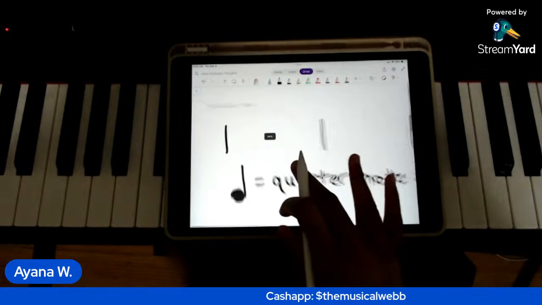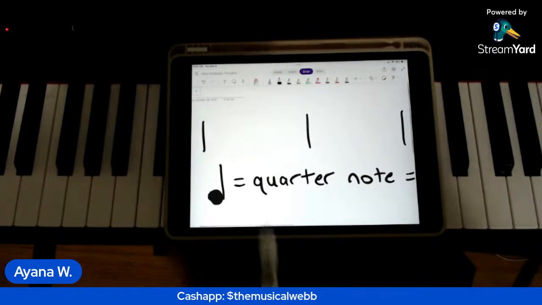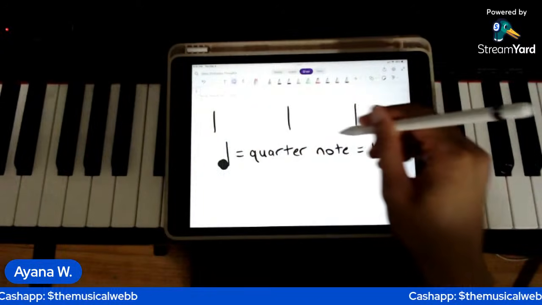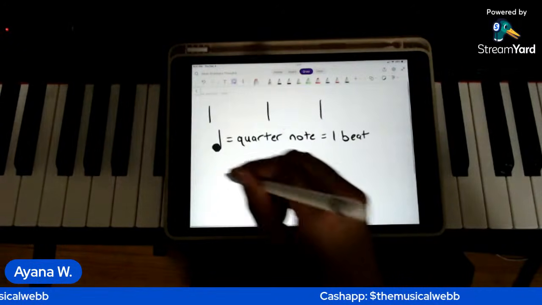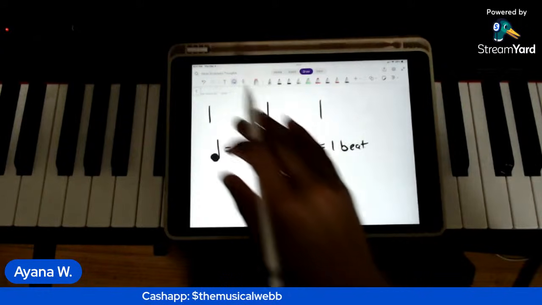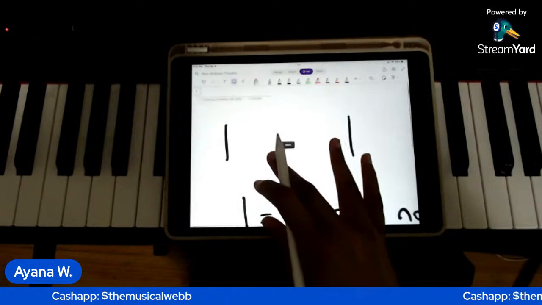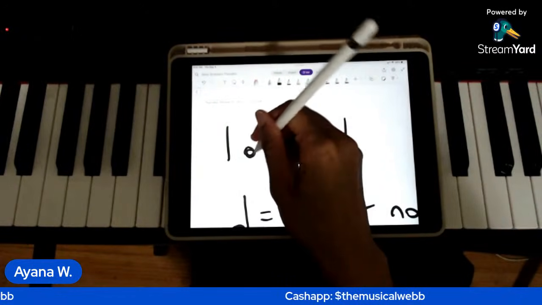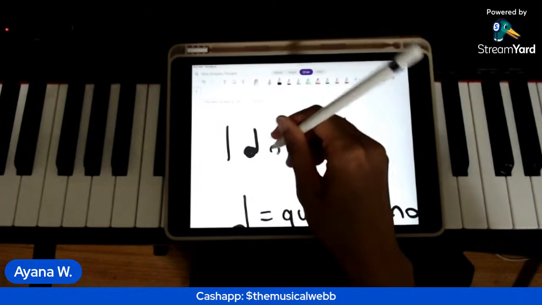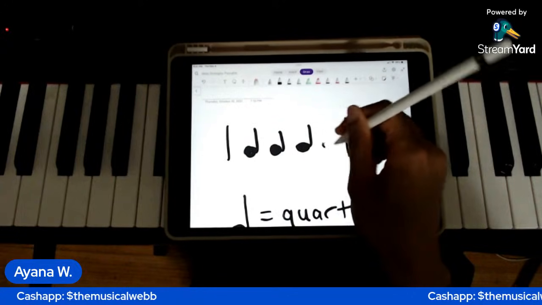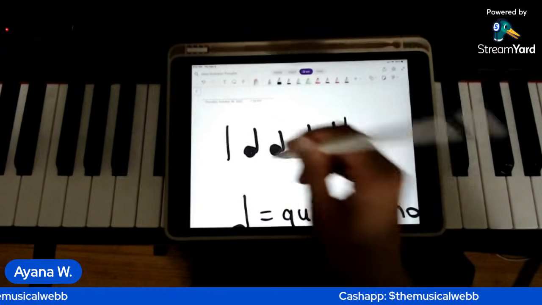So if I were to fill these bars with quarter notes, let me move this down a little bit further so I have some space. If I were to fill this bar with quarter notes, it would be quarter note 1, quarter note 2, quarter note 3, quarter note 4.